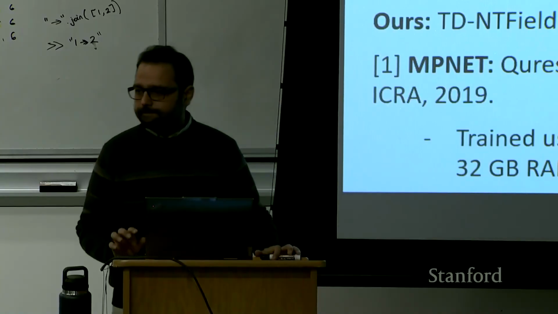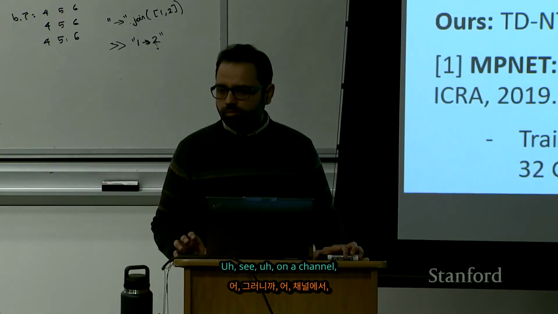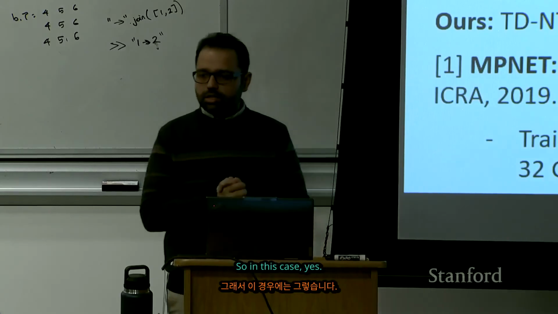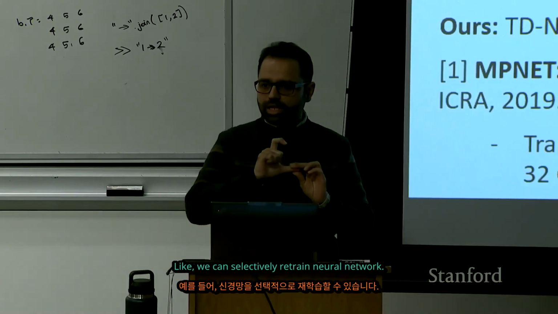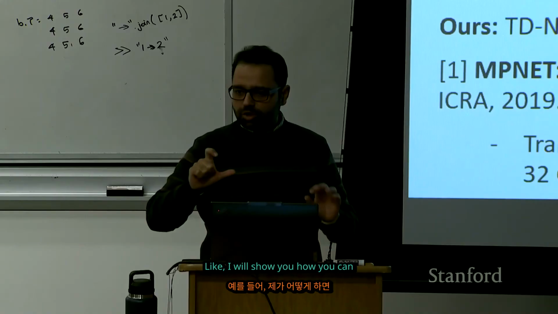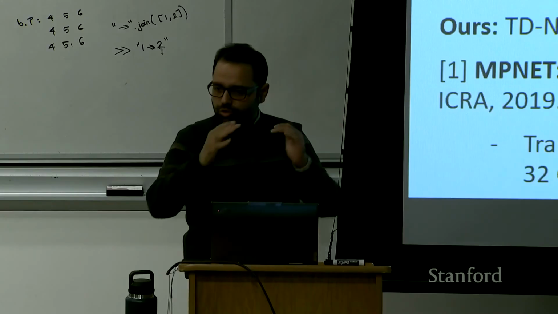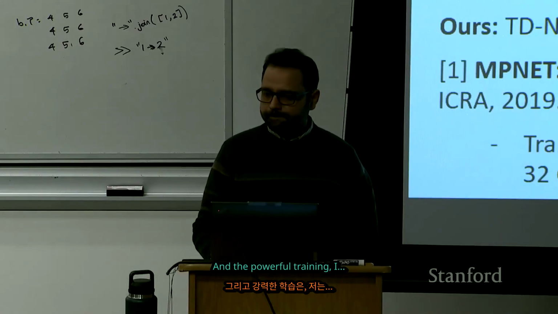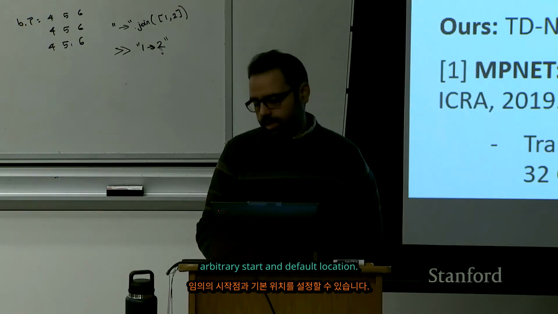Yes. Just wondering, when do you need to redo the data generation and training? If the location of the obstacle changes? So in this case, yes. I will discuss one more work where we can selectively retrain the neural network. I will show you how you can select the parameters that you need to retrain if some part of the environment is changed. You do not need to retrain everything. Cool. And with the powerful training, you can give the network arbitrary start and goal locations. Yeah, right. Okay, cool.